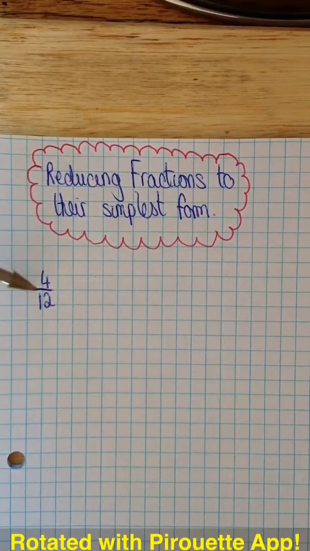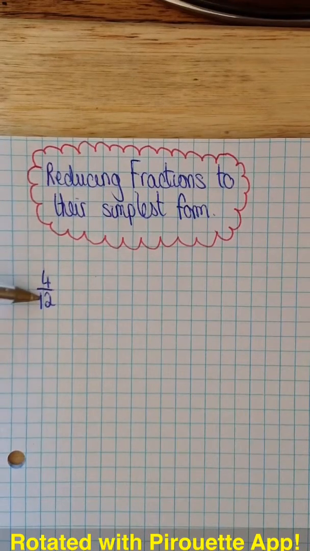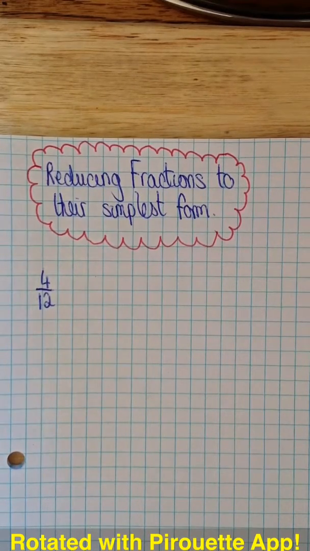At the moment 4 over 12 is a perfectly nice fraction. We've got a numerator, we've got a denominator. The numerator is smaller than the denominator, which is what we would like. But we can actually make this a lot simpler. We can write this out in a lot simpler way with smaller numbers. I'm going to show you how to do that.